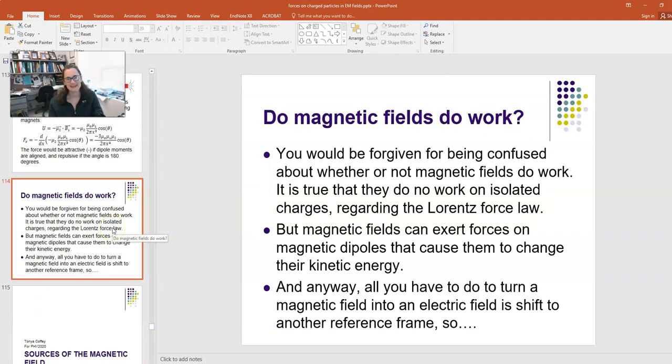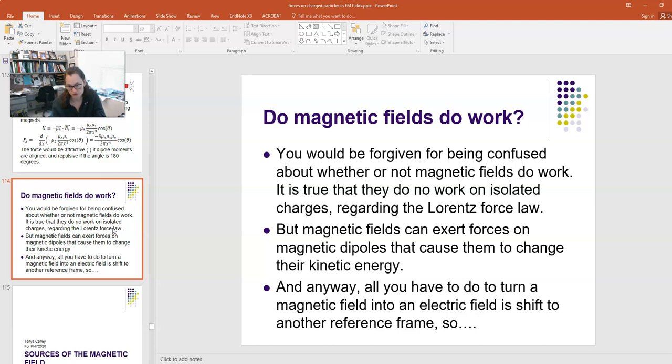All right, now one of the things that we really harp on is whether or not something does work or not. Remember that if something does work, then it causes a change in the kinetic energy. And we previously said from the Lorentz force law that F is equal to qv cross B. And since it's a cross product, it only changes the direction of the velocity, right? And the force is always going to be at 90 degrees to the field and the current direction. So you'd be forgiven for being confused about whether or not magnetic fields do work, okay?